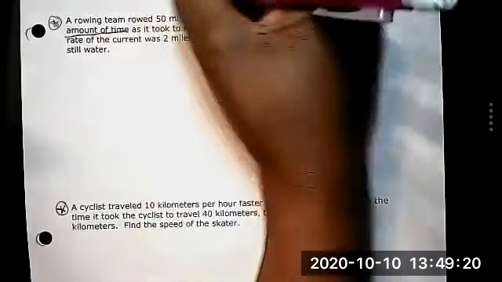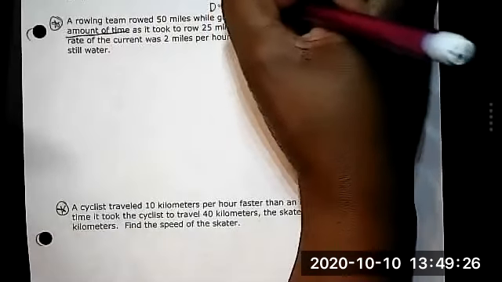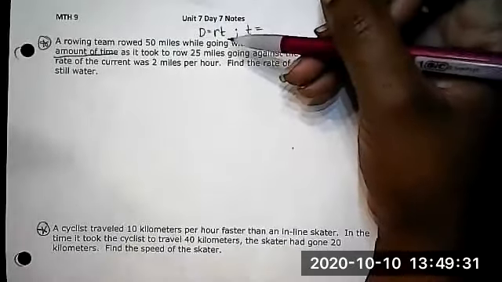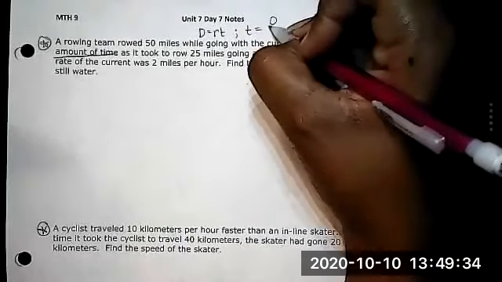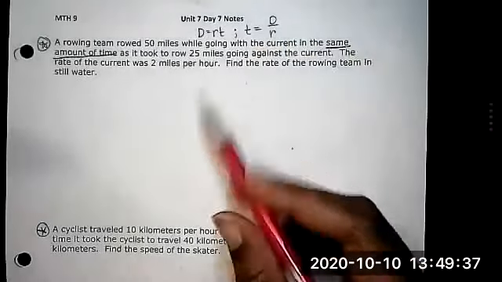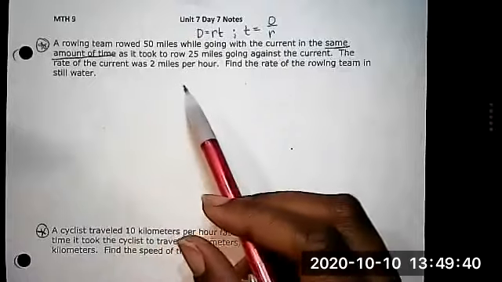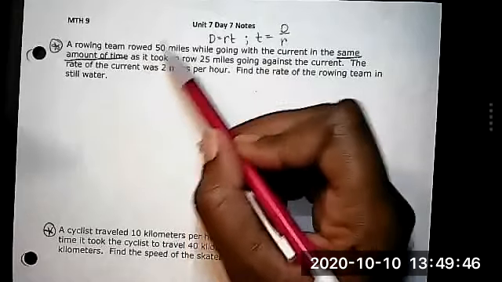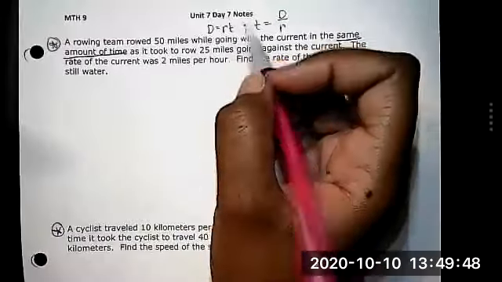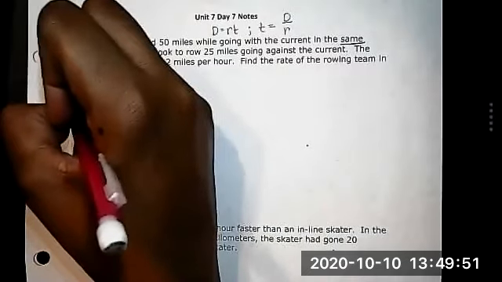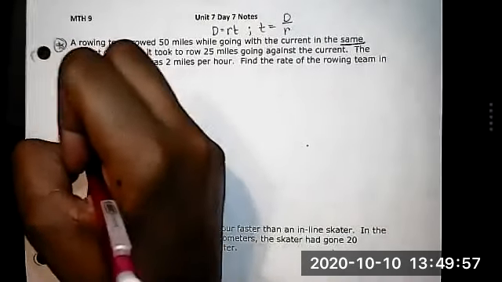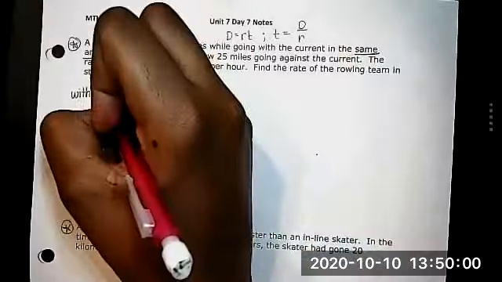Same thing: distance equals rate times time, and consequently time equals distance over rate. We know that to be true, okay? That's always going to be true. So let's look at this one. The rowing team rowed 50 miles with the current, so there's a with the current situation and an against the current situation. With the current, 50 miles is the distance.